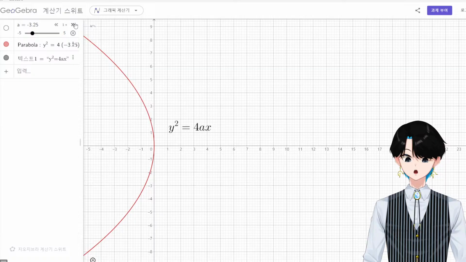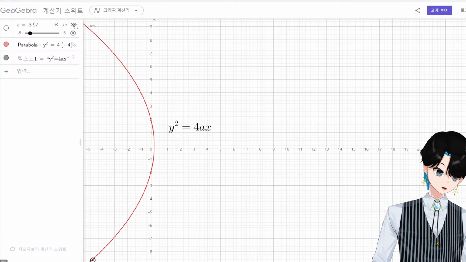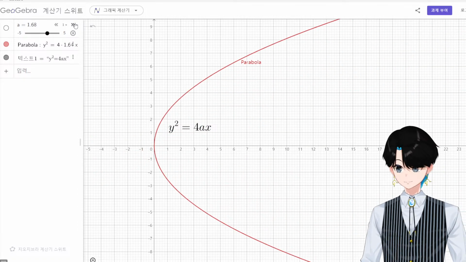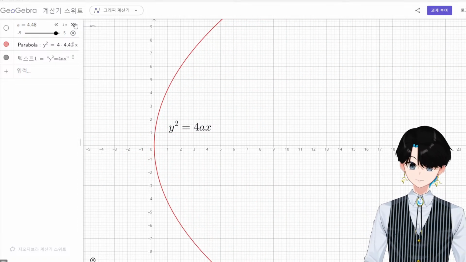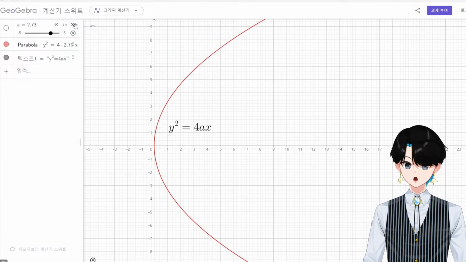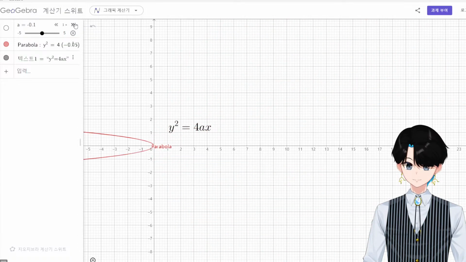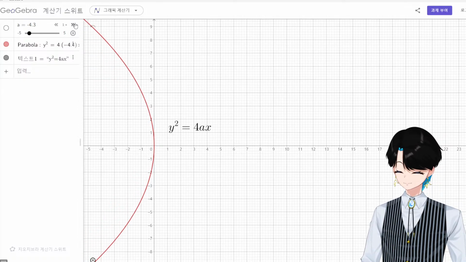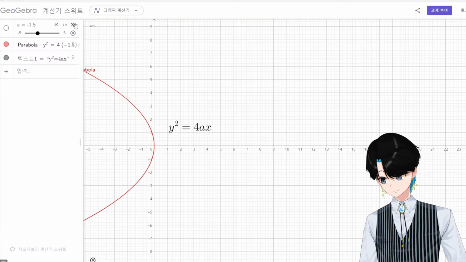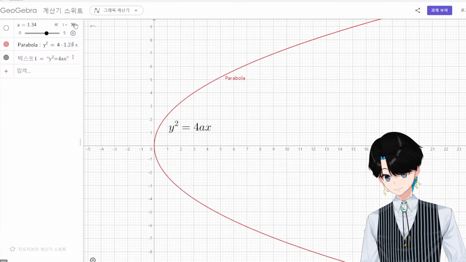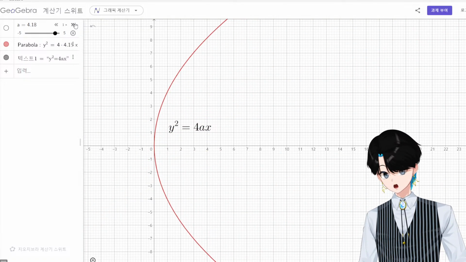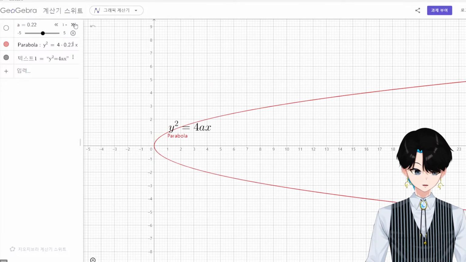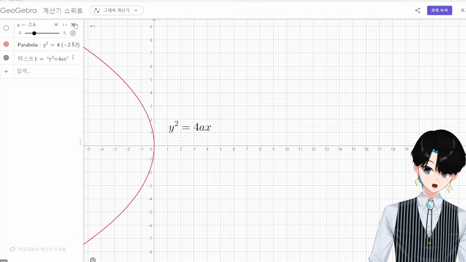As you can see, it's y squared equals 4ax. And I'm currently animating the a value. I didn't explain this earlier in the live stream. Animating the a value, as you can see, will change the width of the parabola. And well, you look at it right here. I don't have to explain it further.